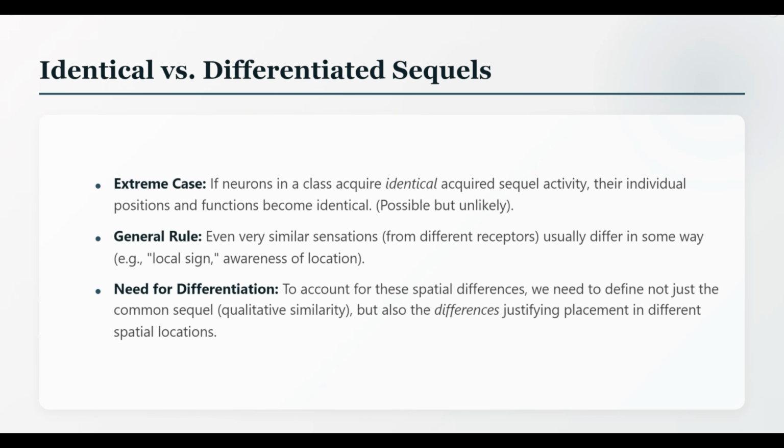Could two different neurons ever become functionally identical? Theoretically, yes. If they ended up with exactly the same sequel, they'd be interchangeable. The author mentions pressure on opposing teeth as a possible example, though he admits he can't verify it. But usually, even very similar sensations feel different because we perceive their location. So, just having a common sequel isn't enough. We also need a way to differentiate between neurons representing, say, pressure on the left tooth versus the right tooth. This suggests we need more than just shared sequel. We need to account for the differences that define spatial location.